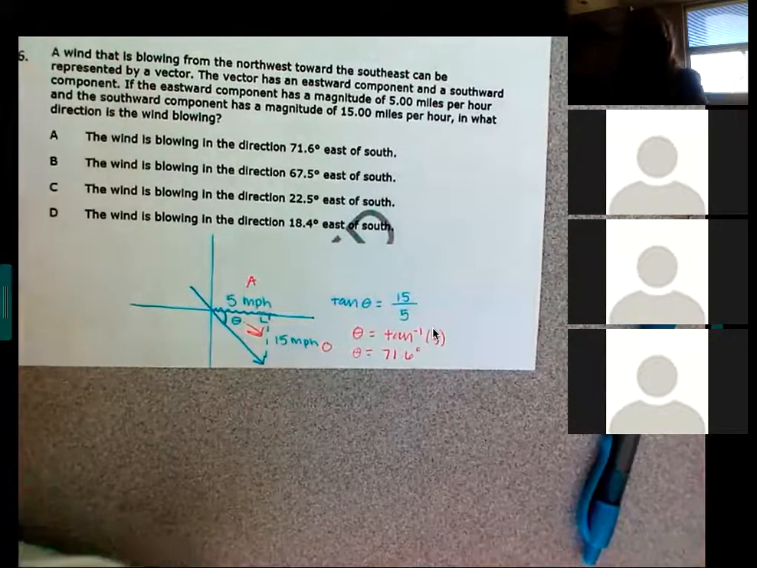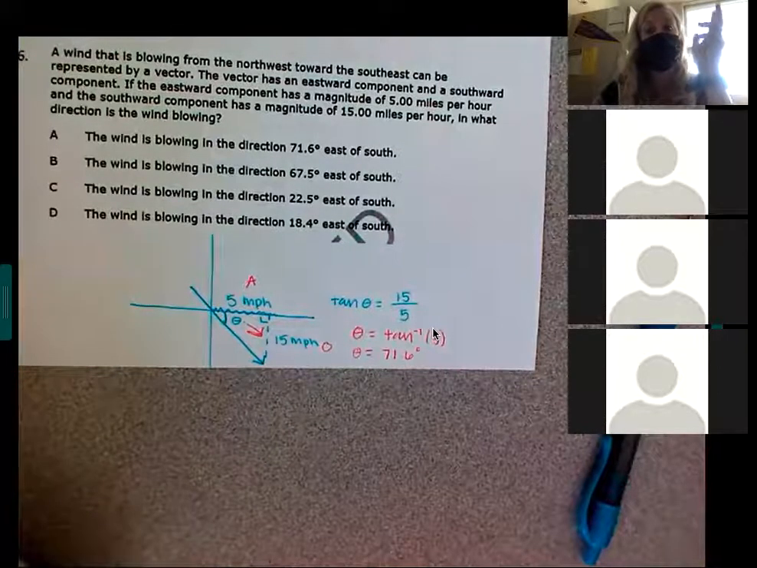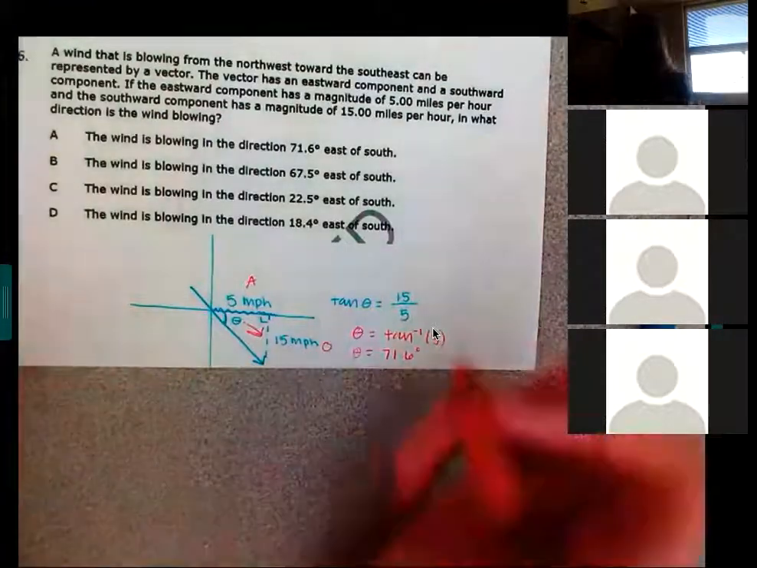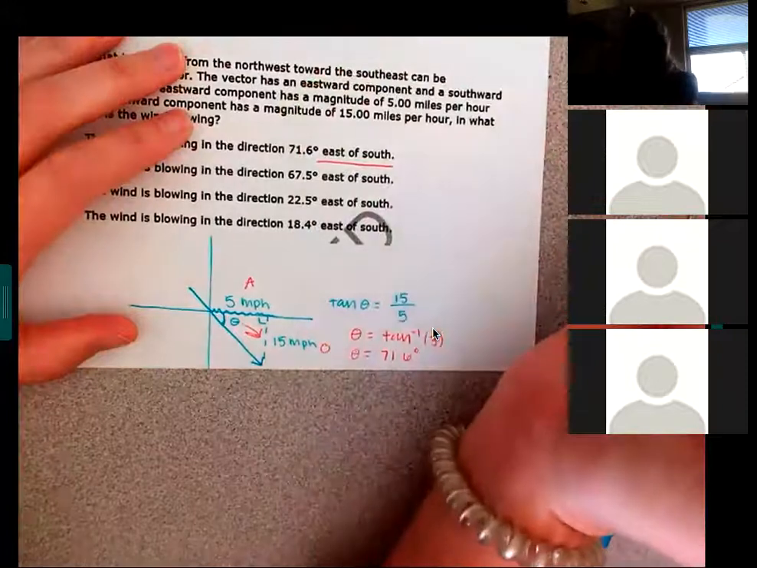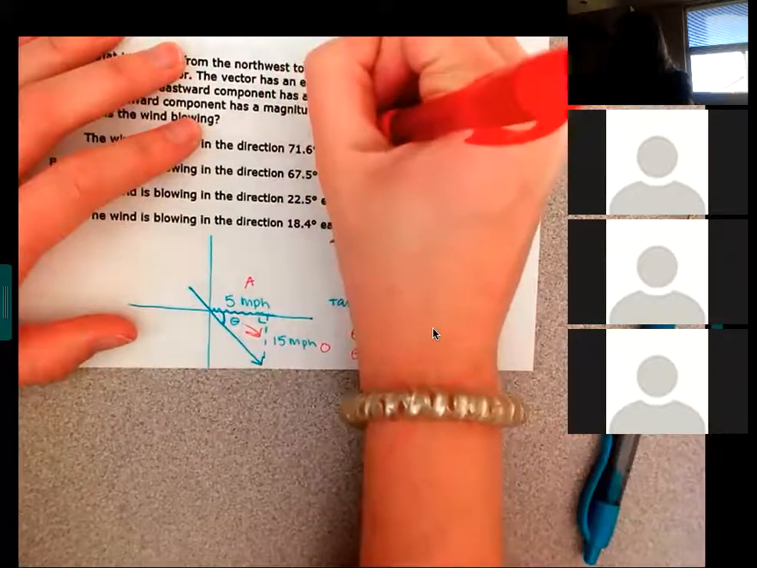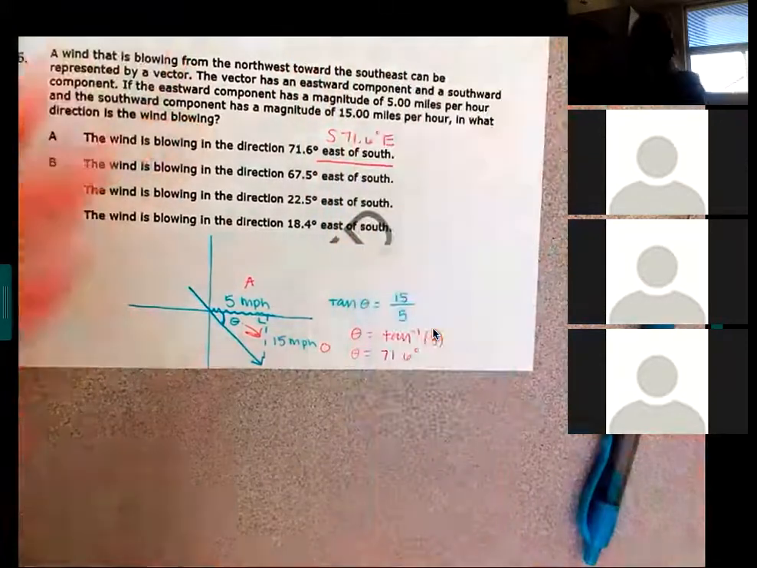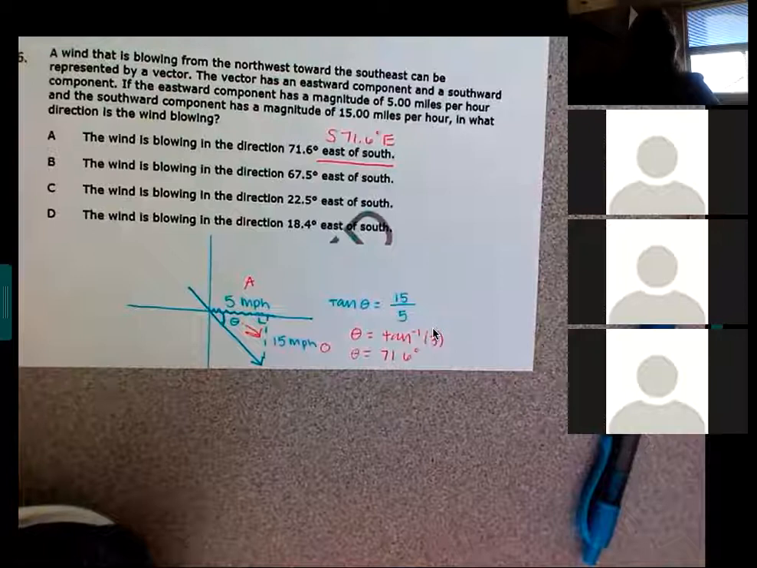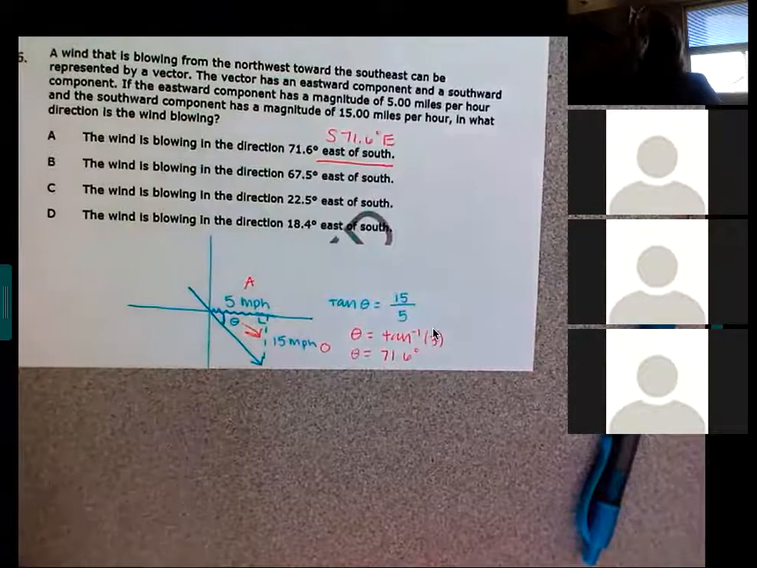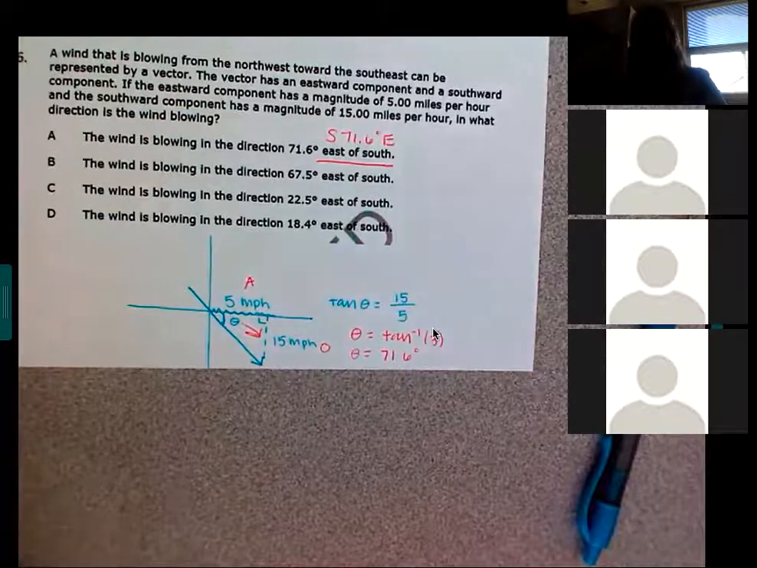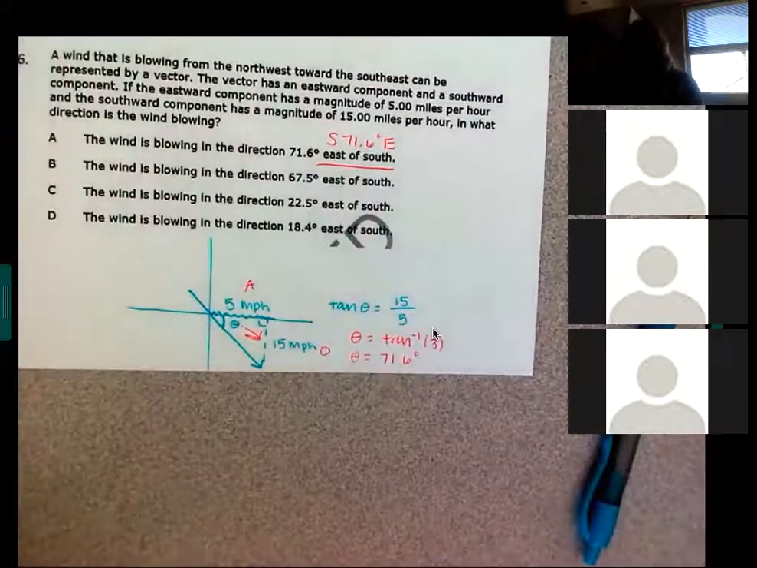Okay. So now we need to talk about this one because the answer choices are worded a little bit different than ones we've seen before. So I want to talk about what this means. If you see east of south, all that means is you start in the south and go 71.6 degrees to the east. It's just like those quadrant bearings that we did. But if it says east of south, that means you start in the south and move that many degrees to the east, okay?